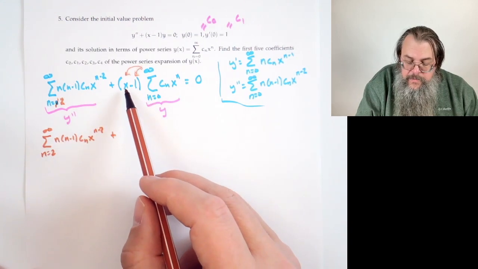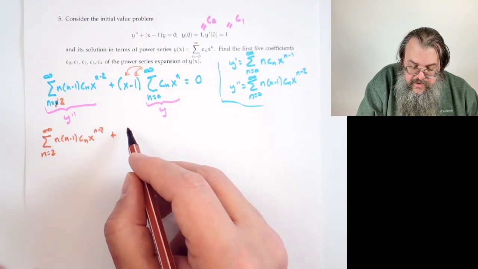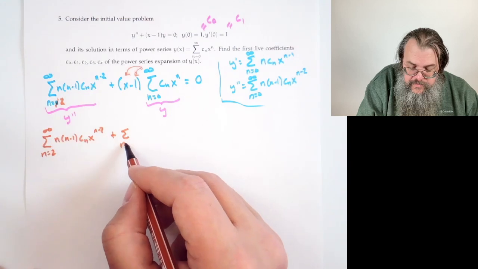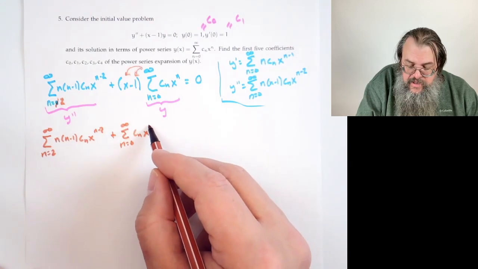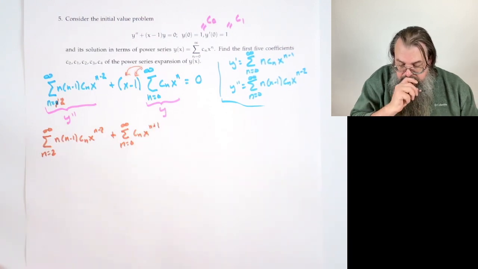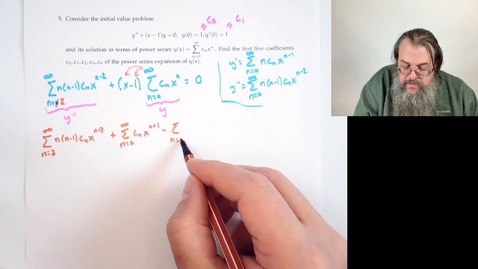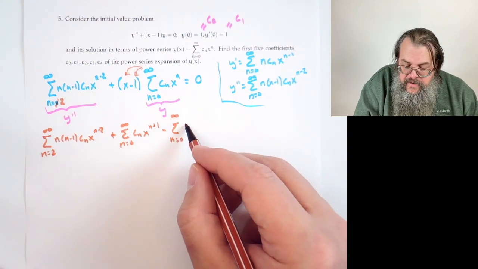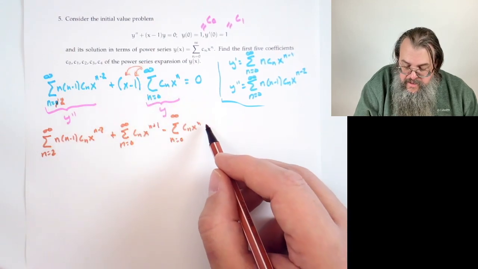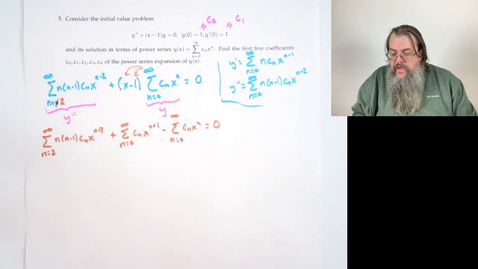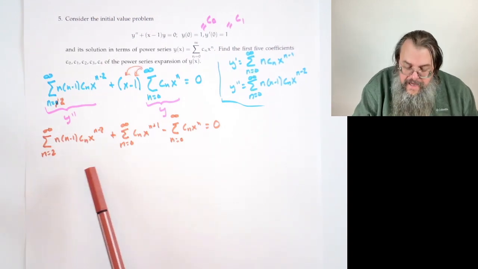plus, now when we have the x, we're going to multiply the x through, so that's the sum, n equals 0 to infinity of cn x to the n plus 1, minus the sum, n equals 0 to infinity of cn x to the n. So this is the minus 1. And that equals 0. And now we go through term by term and say, okay, are we happy?